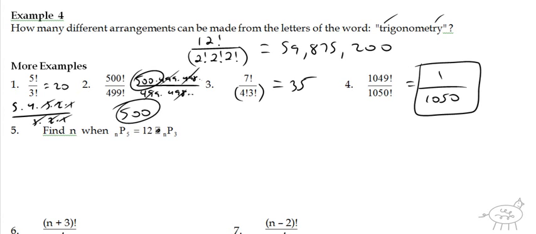All right, find n when nP5 equals 12 times nP3. This is a little times symbol here. It's what you have on your paper. That's why you have to know the formula. You can't just always rely on your calculator.